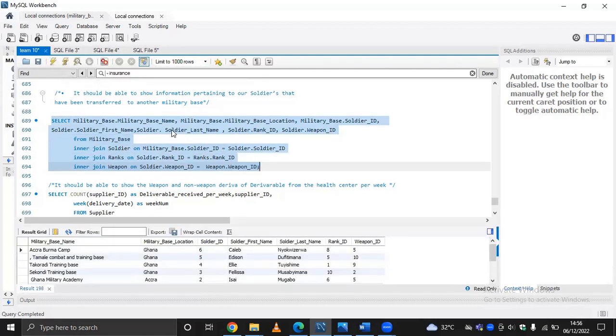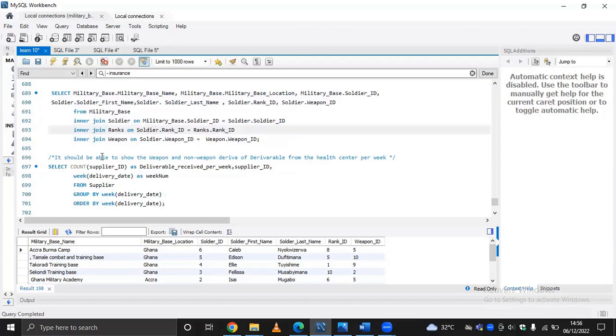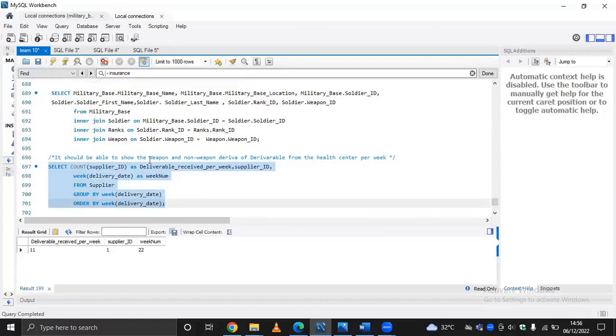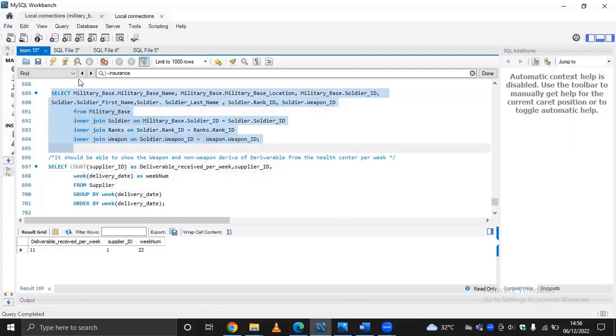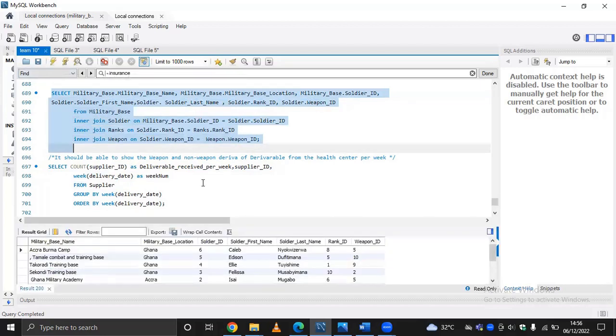This functionality shows the number of deliverables, which can be a weapon or non-weapon, that a military base received per week. So you can see they received 11 deliverables per week in 22 weeks. So this one tracks the information about the soldiers who are going to be transferred.